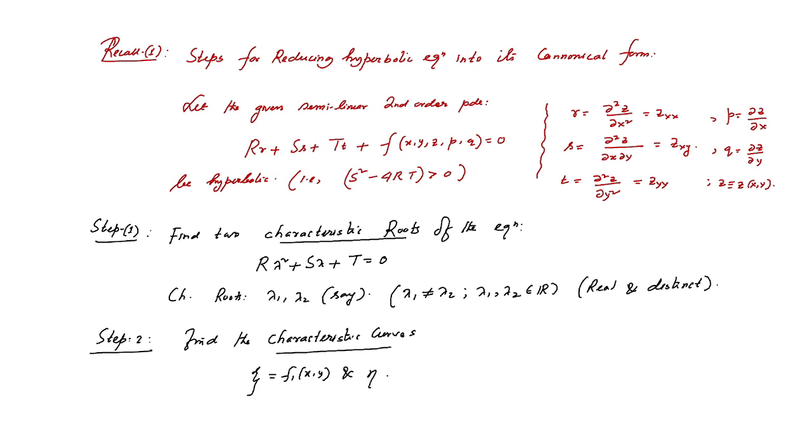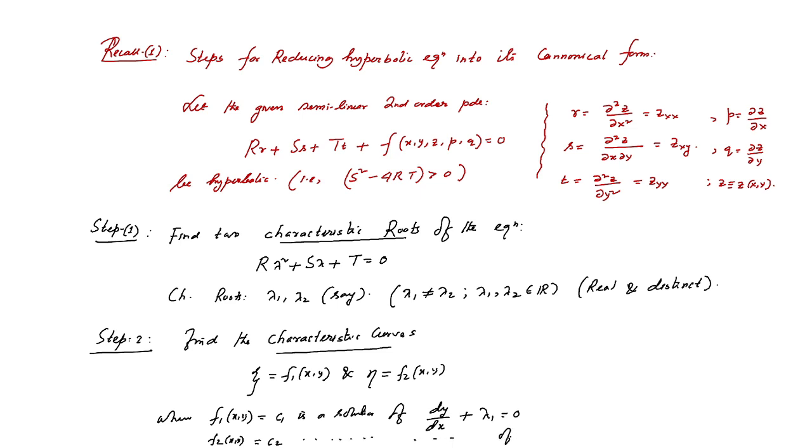and eta, this is another function of x and y, where f1(x,y) equals to c1 is a solution of linear PDE dy/dx plus lambda 1 equals to 0, and f2(x,y) equals to c2 is a solution of dy/dx plus lambda 2 equals to 0.